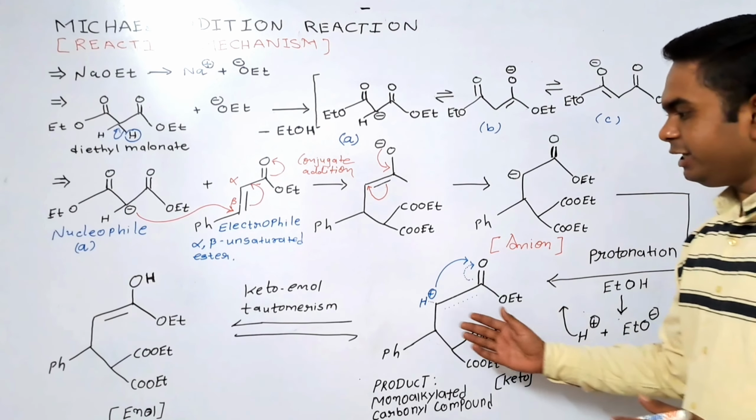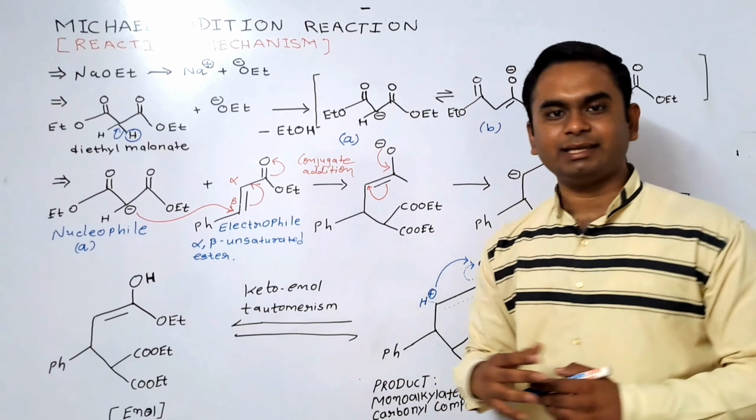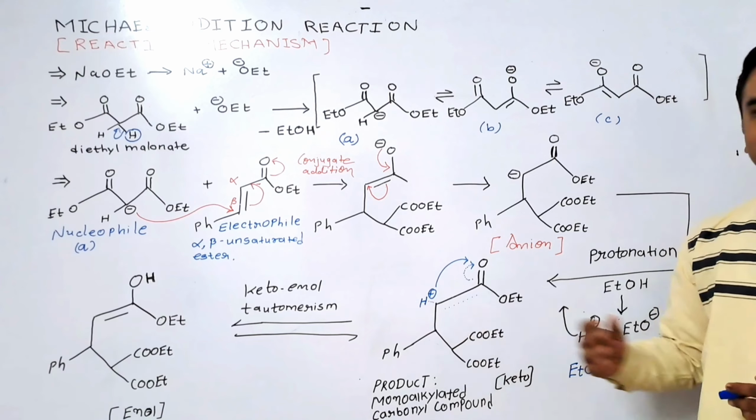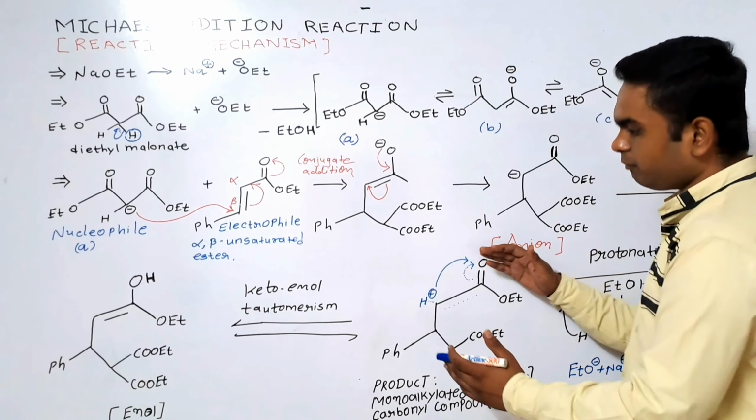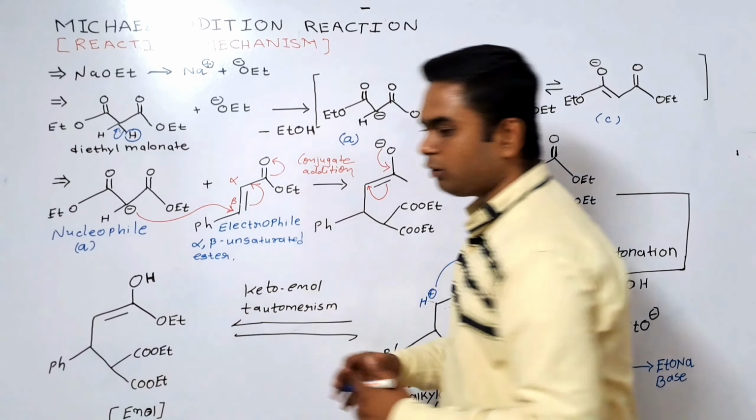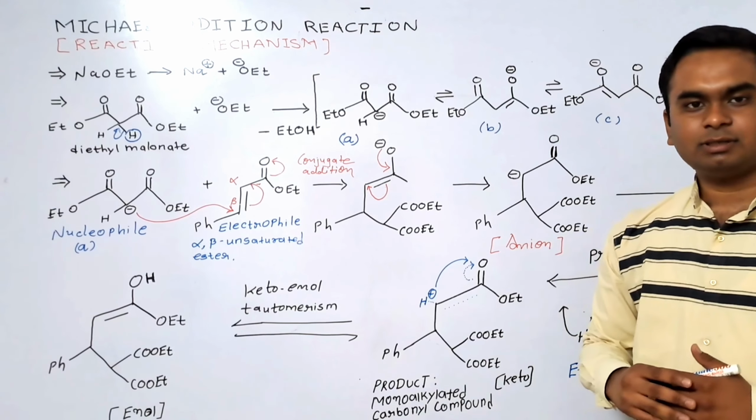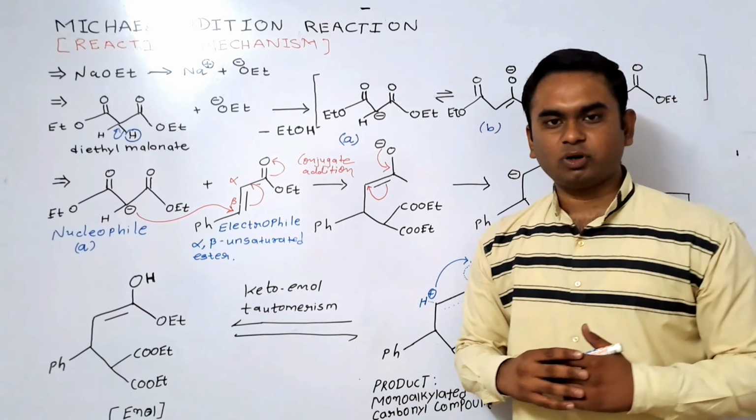Here keto-enol tautomerism is present in our product. So it is the keto form and it is the enol form of our final product, the monoalkyl carbonyl compound.